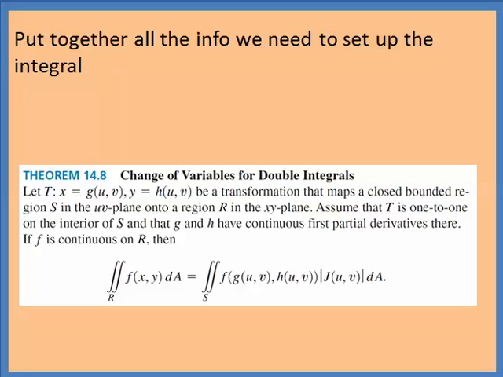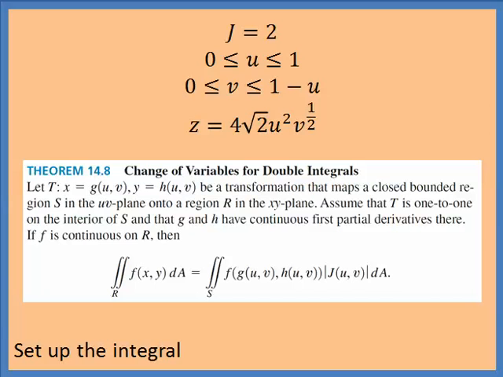We're ready to put this all together to do the change of variables for a double integral. Alright, so we have our Jacobian is 2, u runs between 0 and 1, v runs between 0 and 1 minus u, and our new integrand is 4 radical 2, u squared v to the 1/2. Set up the integral.